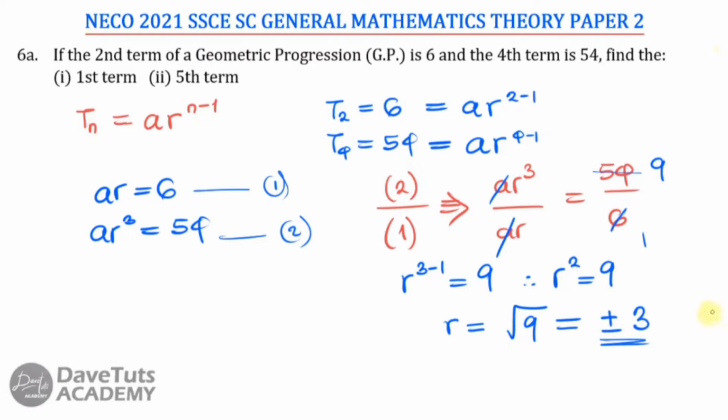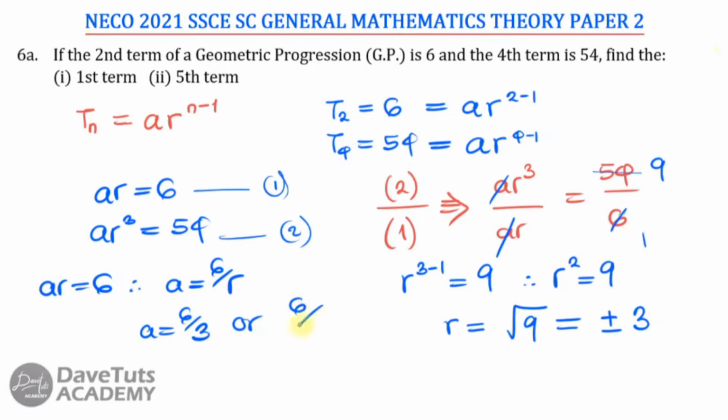That means for this particular question, as you are getting the solution for the positive 3, you also need to get the solution for the negative 3. So we are noting r to be 3 or minus 3. We know that AR is 6, therefore A will be 6 over r. In the first case, when r is 3, A will be 6 over 3. In the second case, when r is minus 3, A will be 6 over minus 3. So we have A to be 2 or A is minus 2, just like we have r is 3 or minus 3.